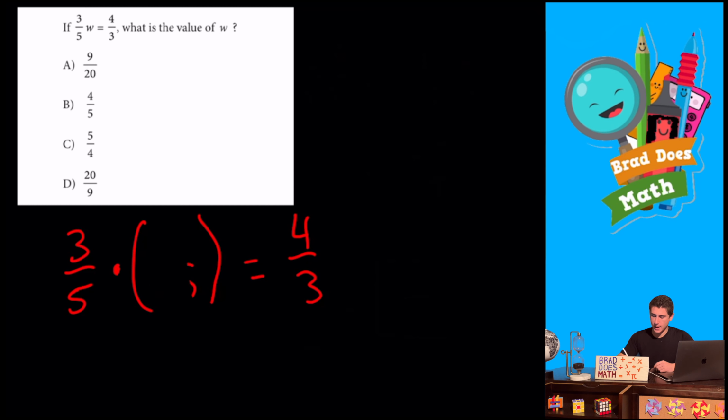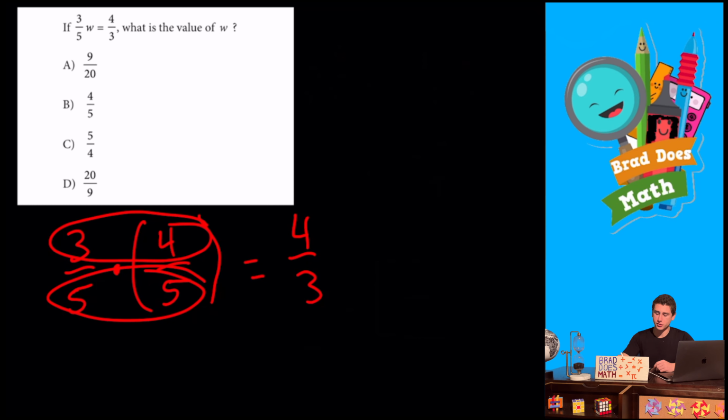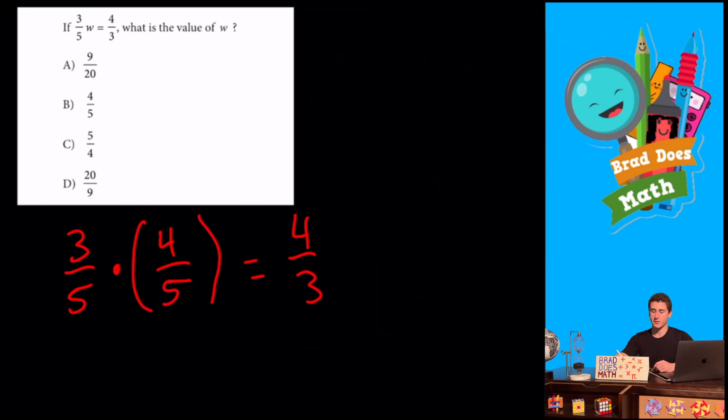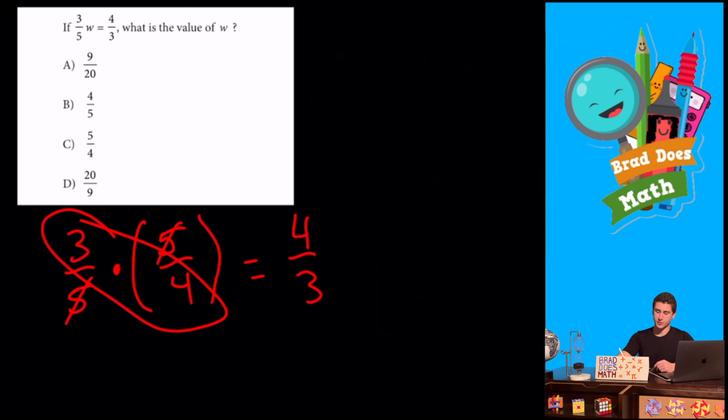Now let's try 4 over 5. Again, nothing cross cancels. I'm going to get 12 over 25. You just multiply straight across to multiply fractions. Now let's try 5 over 4. And in this case, the 5s do cross cancel. Cancel anything on the top with anything on the bottom. And we get just 3 over 4, which is the reciprocal. So that doesn't work. We're looking for 4 over 3.